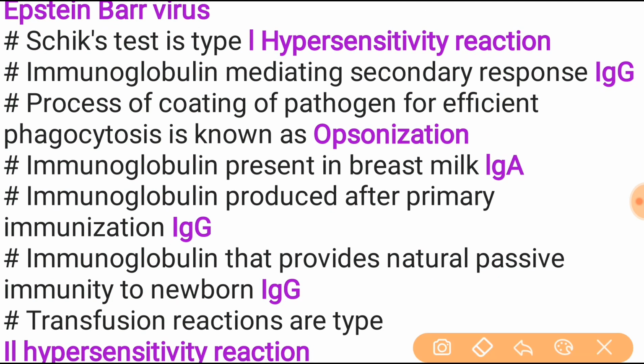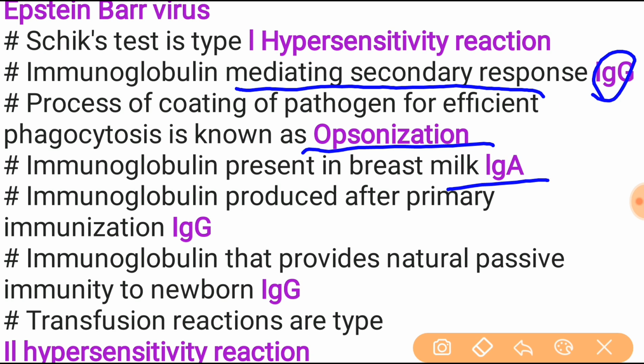Immunoglobulin mediating secondary response is IgG. Process of coating of pathogen for efficient phagocytosis is known as opsonization. Immunoglobulin present in the breast milk, IgA. Immunoglobulin present after the primary immunization will be IgG. Immunoglobulin that provides natural passive immunity to newborn, IgG from the mother.